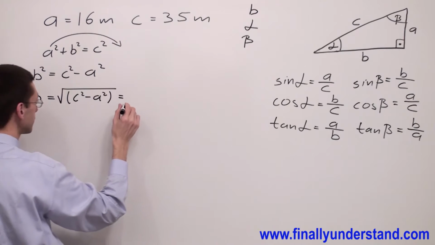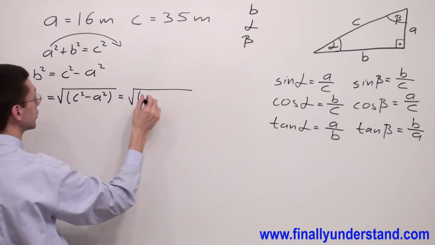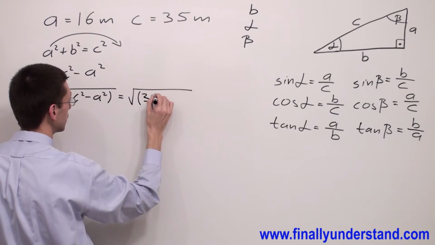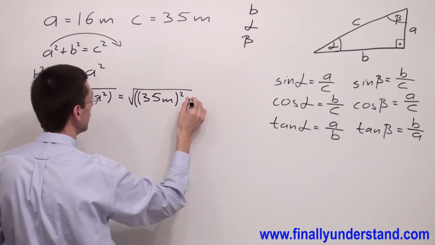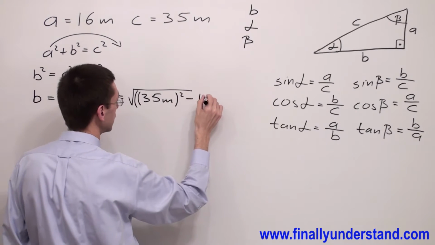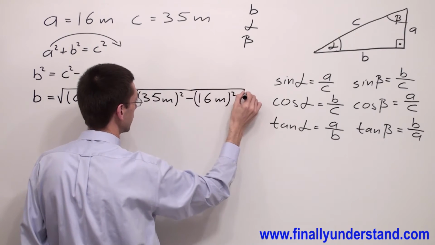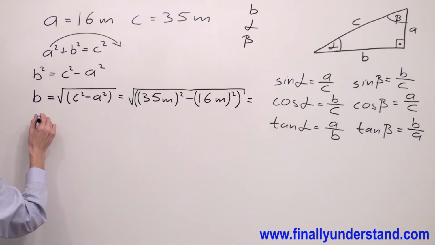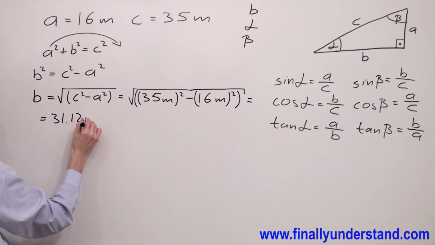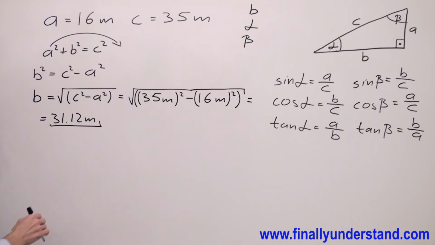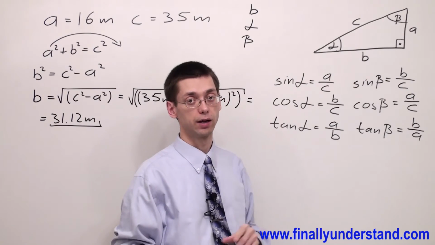This is equal to the square root, open parenthesis, and I have c equals 35 meters, to be raised to the second power, minus a, which is equal to 16 meters. Of course, we have to raise this to the second power too. Close parenthesis. This is equal to 31.12 meters. This is the length of my side B, which is adjacent to angle alpha.